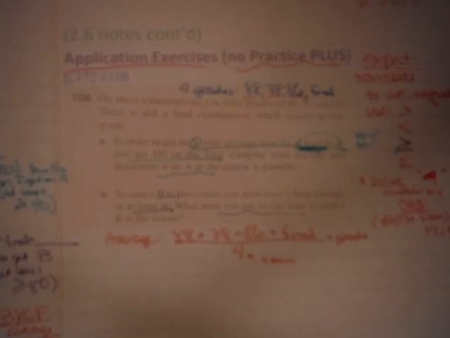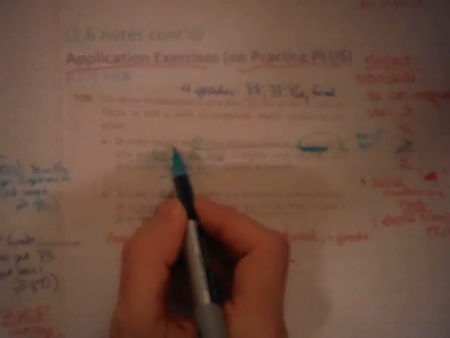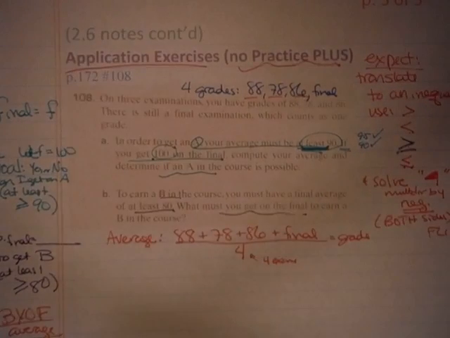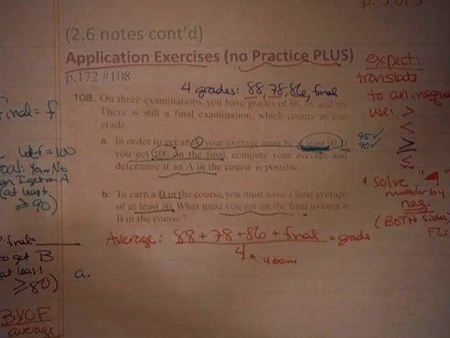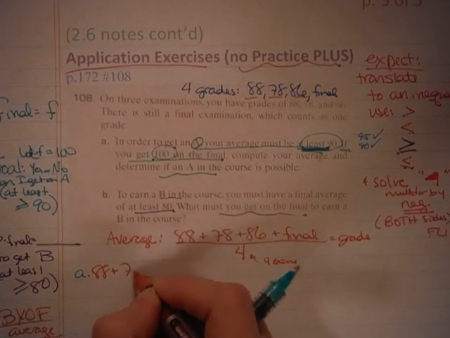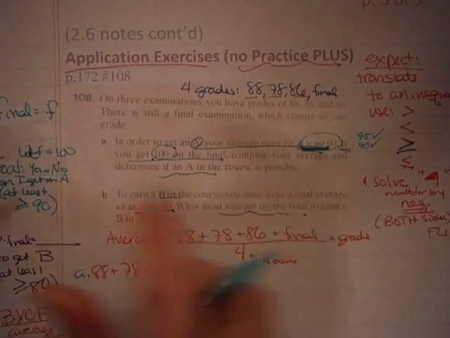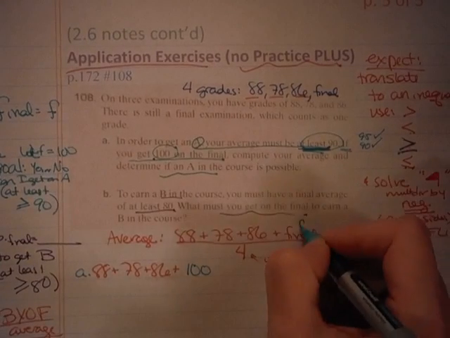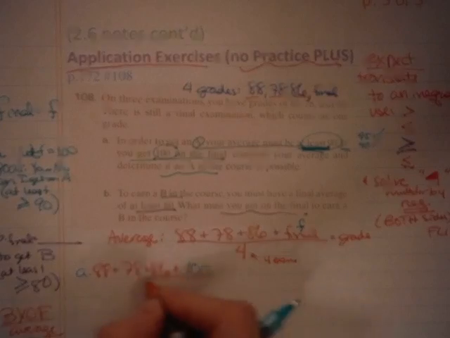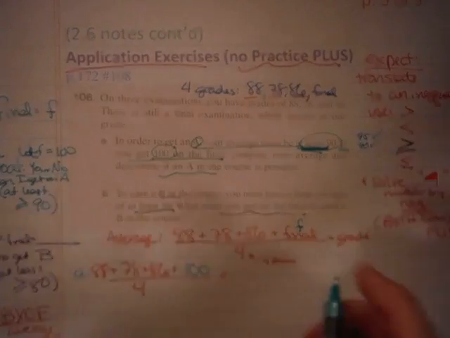So in part A, they say if you get 100 on the final, so let's call our final exam F, F for final. And they say if you get 100, so we're going to let F equal 100. So we've got our 88 plus 78 plus 86 plus 100 for the final, okay? The whole thing over 4. Let's see what we get.